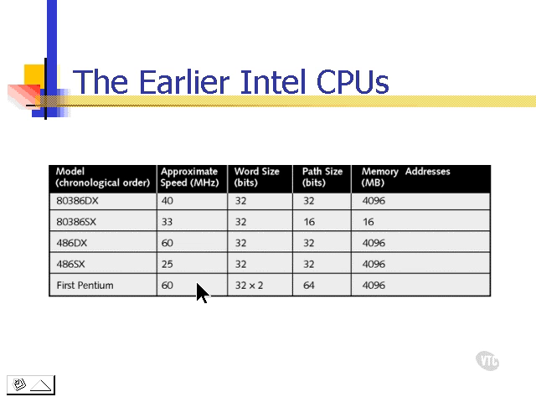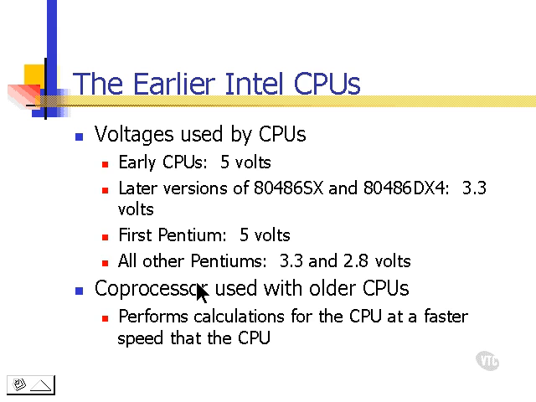Another thing that's changed is the voltages that the processors use. Earlier CPUs used 5 volts. Later versions used 3.3 volts. The first Pentiums used 5 volts. All the other Pentiums after the first Pentiums now use 3.3, 2.8. Matter of fact, there are some processors now that are even lower than 2.8, down to about 1.5 volts.